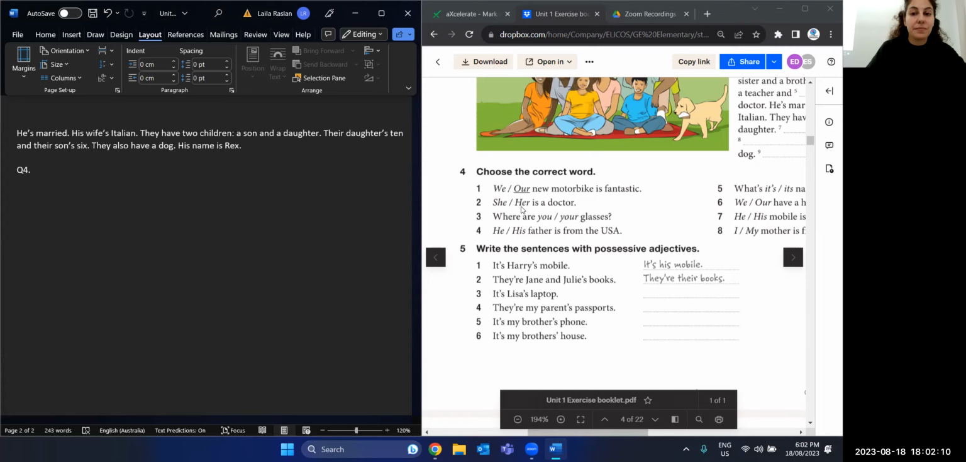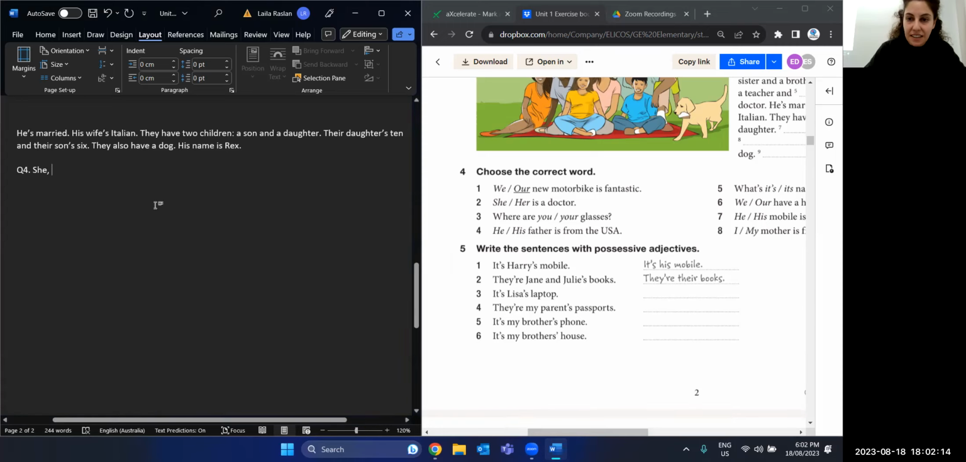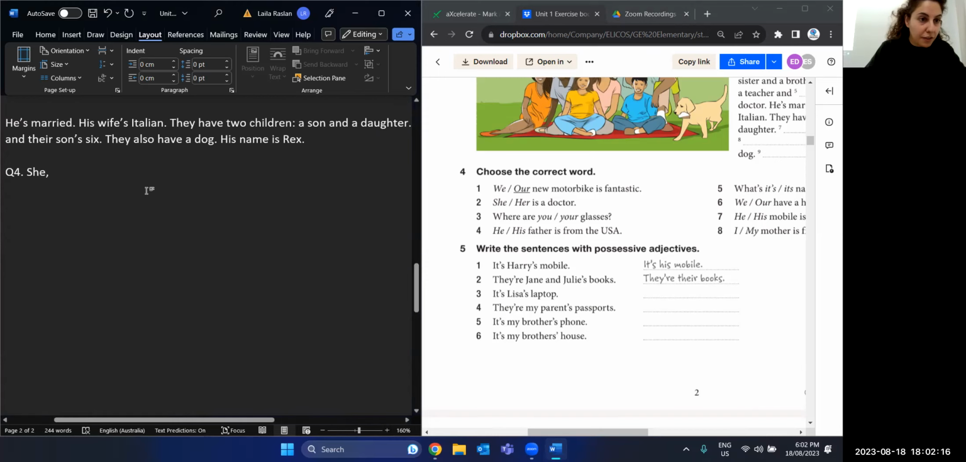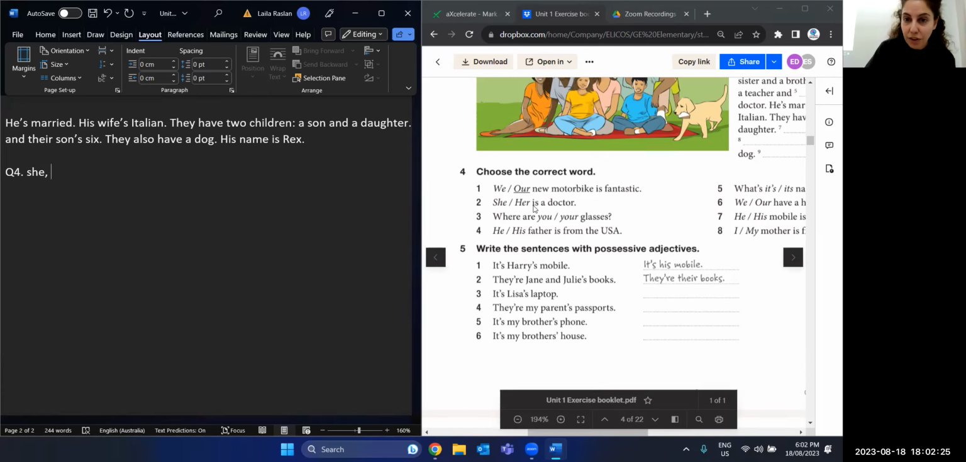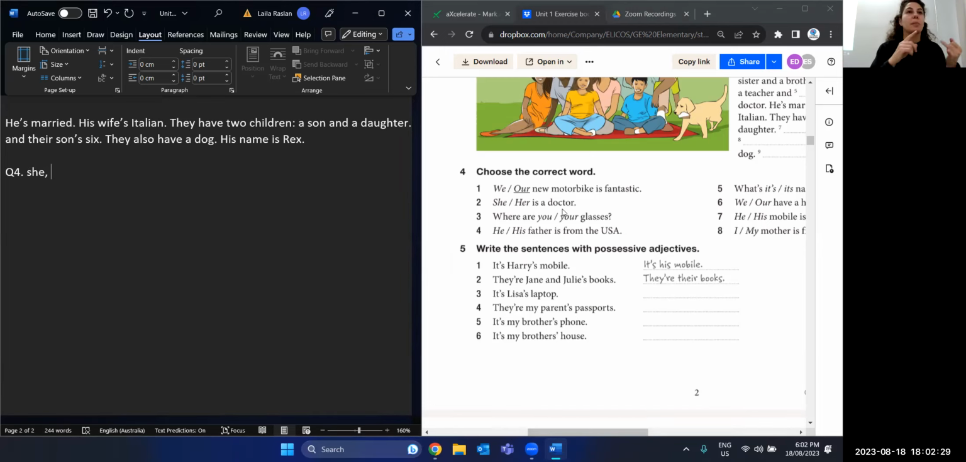Number 2, she. Yes, so she is a doctor. Why? Because we have a verb, to be. So we have to use the subject, the normal subject. I, you, he, she, it, we, they. So she, verb, is a doctor. Remember, we use to be when we talk about job, name, nationality, country, adjectives, lots of things.